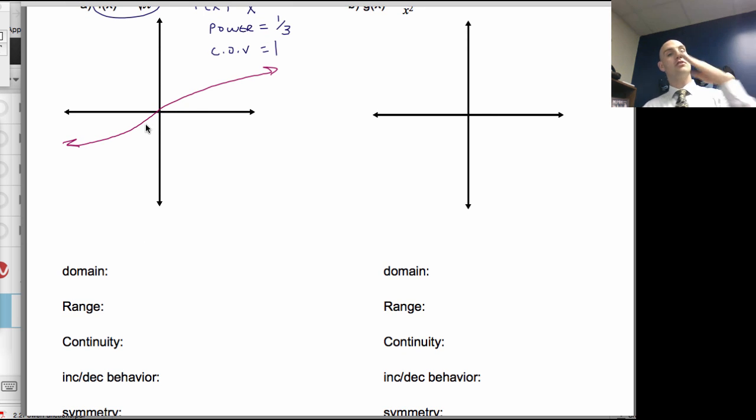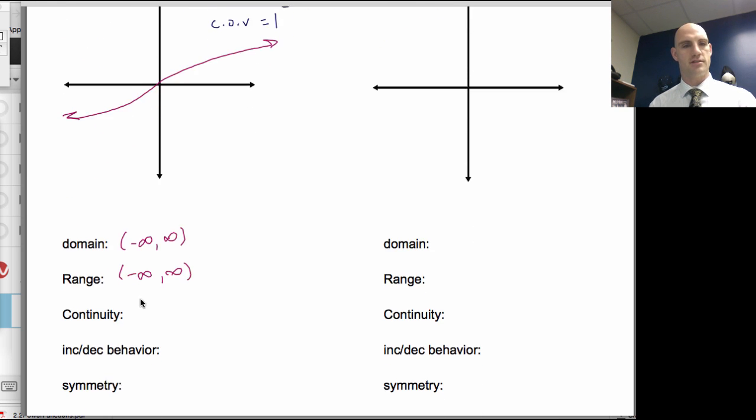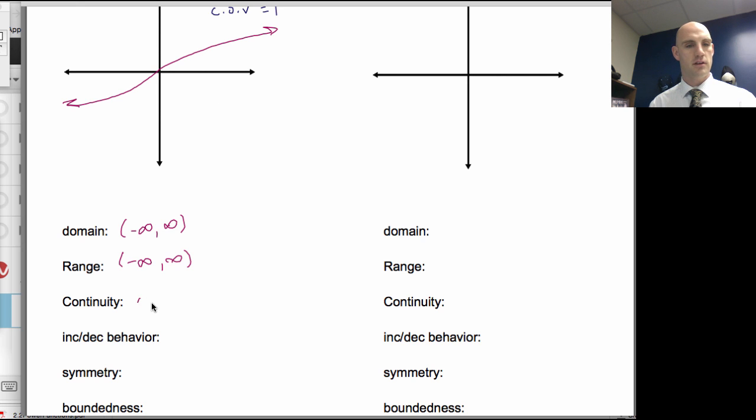What is the analysis of this? Well, if I know that this graph goes like this, what's the domain? Meaning, what are the x values that it covers? Well, it goes from -infinity to infinity. My range is also -infinity to infinity, because this graph would keep going this way. It would keep going this way. And so it would infinitely go up and down. Continuity, notice I don't have any sort of limitations. So my continuity is continuous. There's no discontinuities.